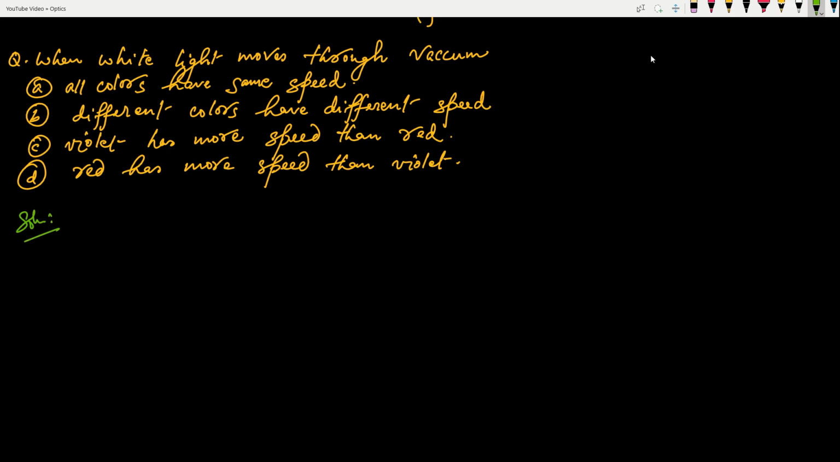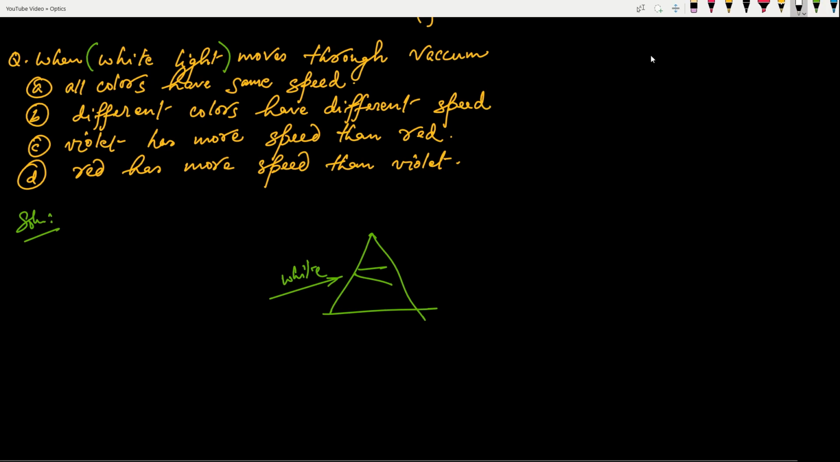Okay, let's understand. We have seen that this is the prism, and white light moves in this direction and hits the prism. Before hitting, it is white. After hitting, it breaks up into 7 colors. This is the concept of dispersion, isn't it? So the question is, when the light is white in color, do all the colors have the same speed or different speeds? Now don't get confused here. The answer will be all colors have the same speed.